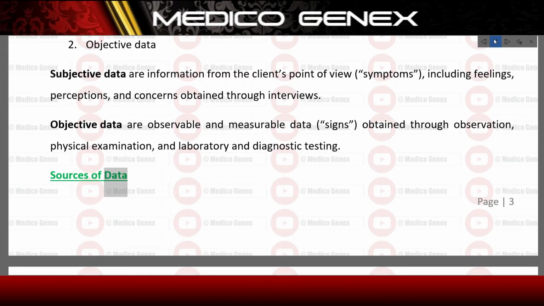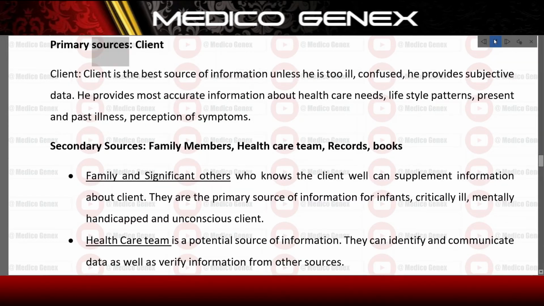Sources of data. Primary sources, client. The client is the best source of information unless he is too ill or confused. He provides subjective data. He provides the most accurate information about healthcare needs, lifestyle patterns, present and past illness, perception of symptoms. Secondary sources, family members, healthcare team, records, books.